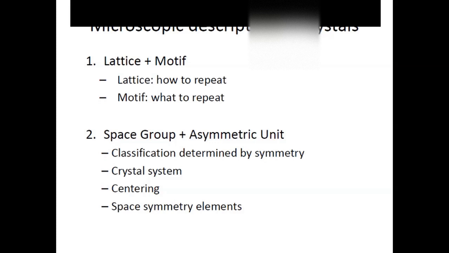And then later on next week, we'll be talking about crystals in reference to space groups and the asymmetric unit. Space groups are groups that contain certain types of symmetry elements in them. So we're going to be talking about symmetry elements next week. And space groups are contained in different crystal systems. And within these crystal systems, we can have different types of centering that we talk about in addition to the symmetry elements.